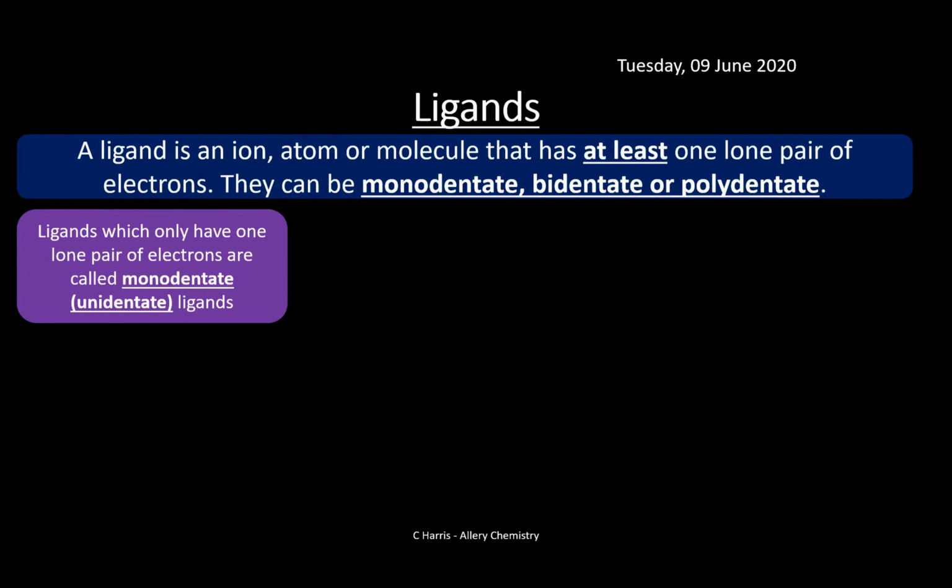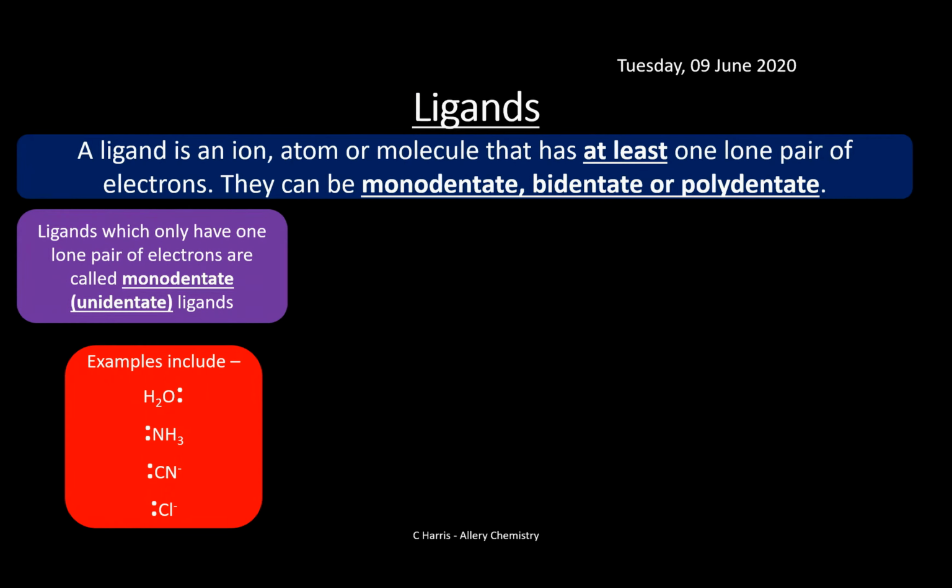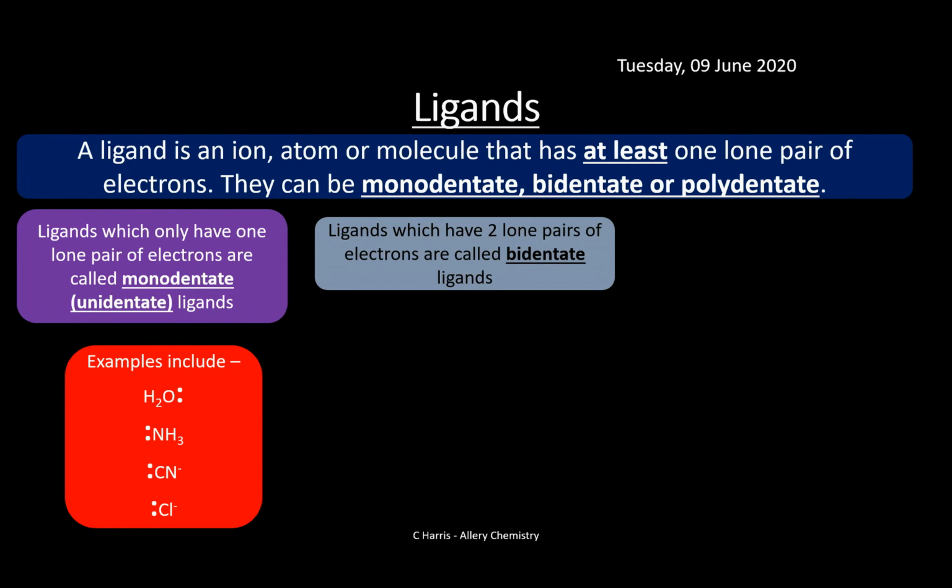So specific examples that you need to know are water, so H2O is a monodentate ligand, ammonia, which is NH3, as you can see there, CN-, the cyanide ligand, and a chloride ligand. So these are all monodentate or unidentate ligands. Okay, so they only have one lone pair of electrons that is used to form a dative covalent bond with the metal ion. So ligands which have two lone pairs of electrons are called bidentate ligands.